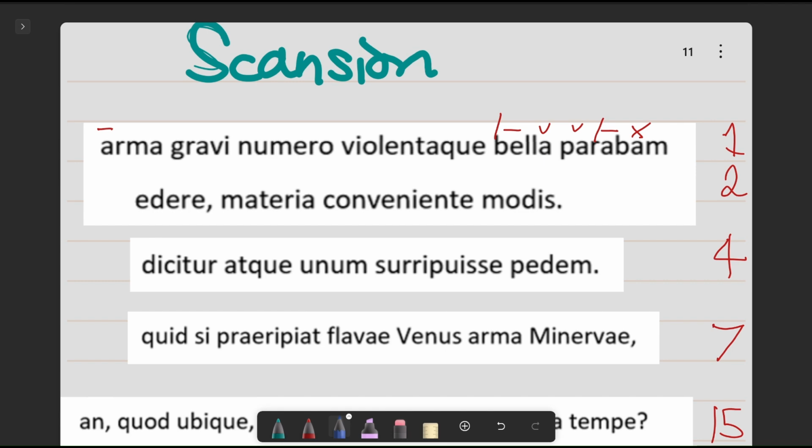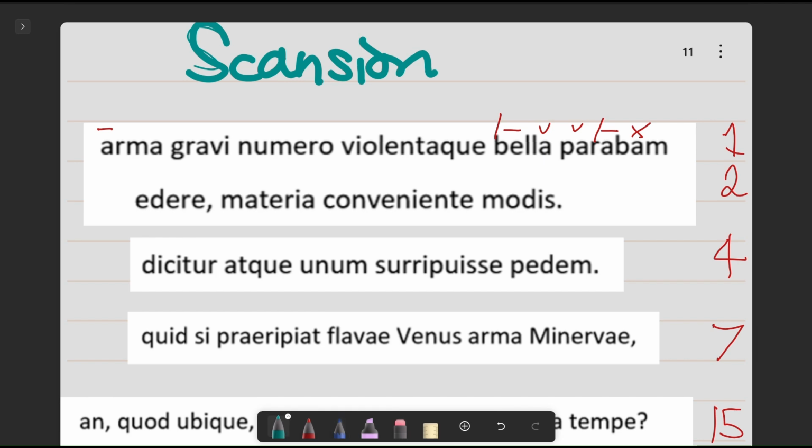And as I'm silly, I literally just said the most important thing was elision. And that's the first thing you should look at the line for, because it can screw up your whole scansion if you don't realise that there's elision, and I still haven't done it because every time I forget. But we're going to look at the line. Arma gravi numero violentaque bella parabam. No elision. There are no vowels that are next to each other from the end and beginning of words. So let's carry on. No diphthongs.